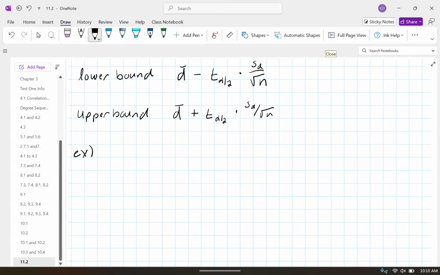All right, so looking at our previous data, we had d bar was negative 0.0132. T alpha over 2, I'm going to cheat and just give you that, 2.201. And I do believe that was negative. Yeah. And our standard deviation will always be positive. And our n was 12.